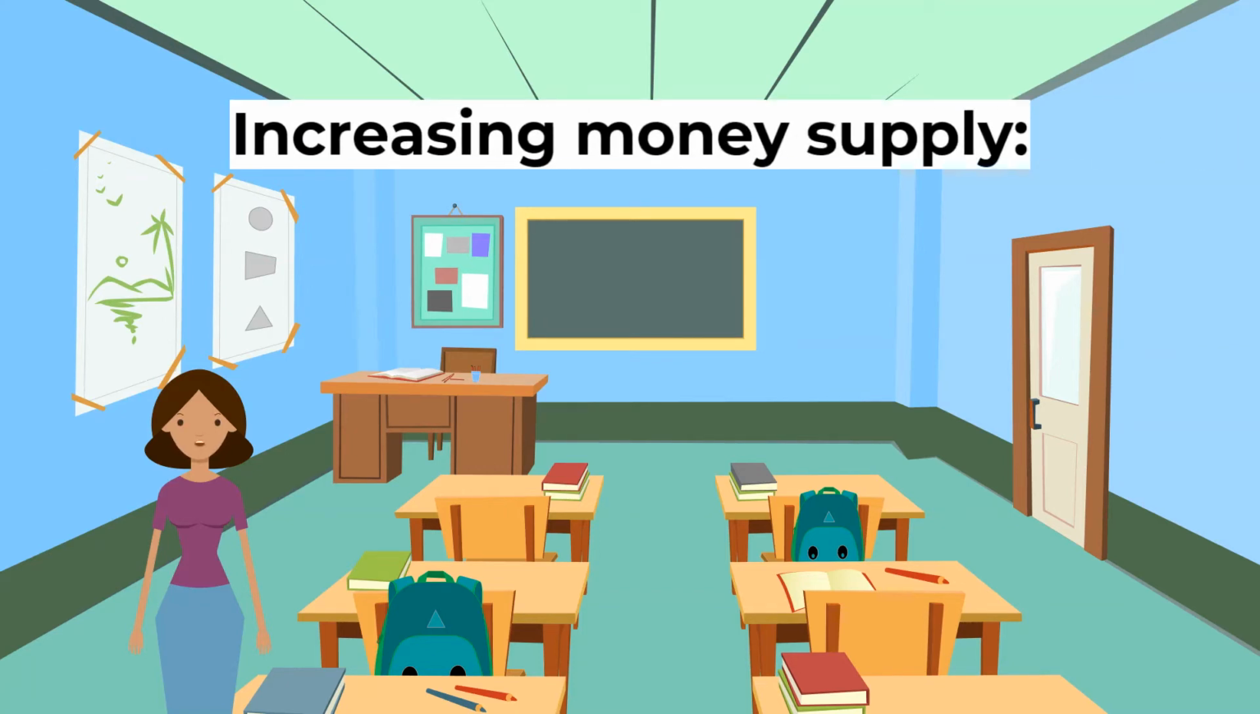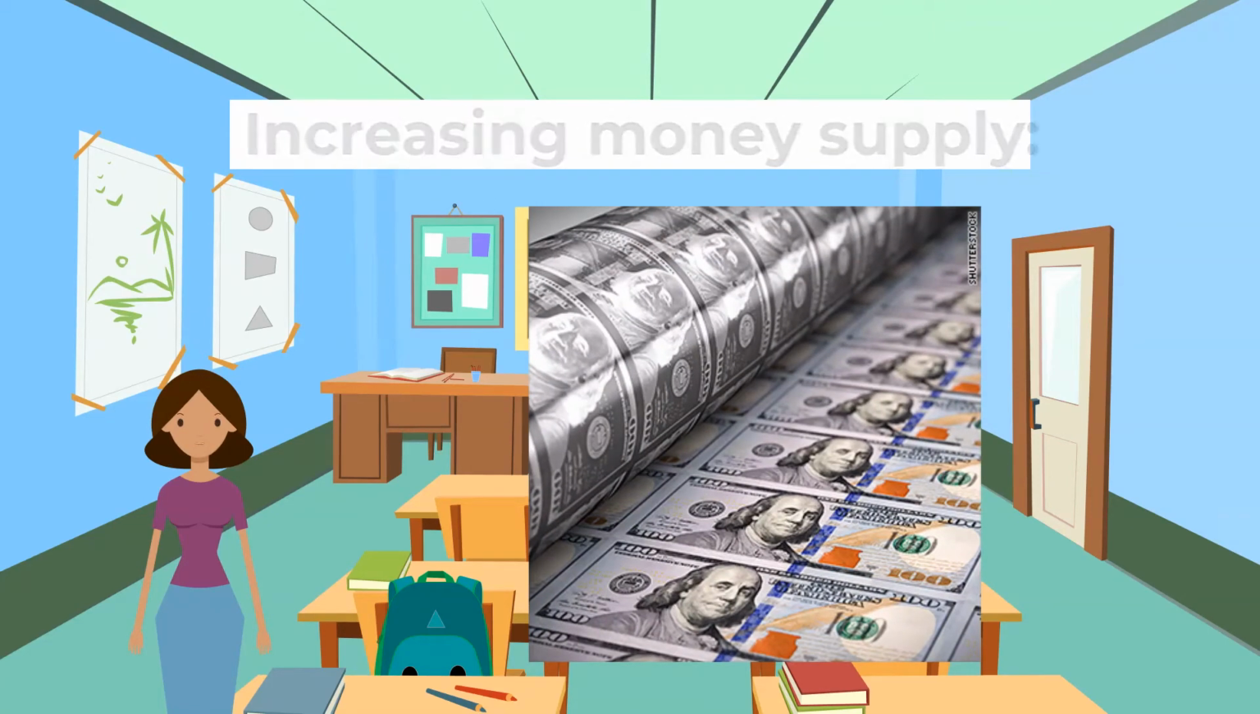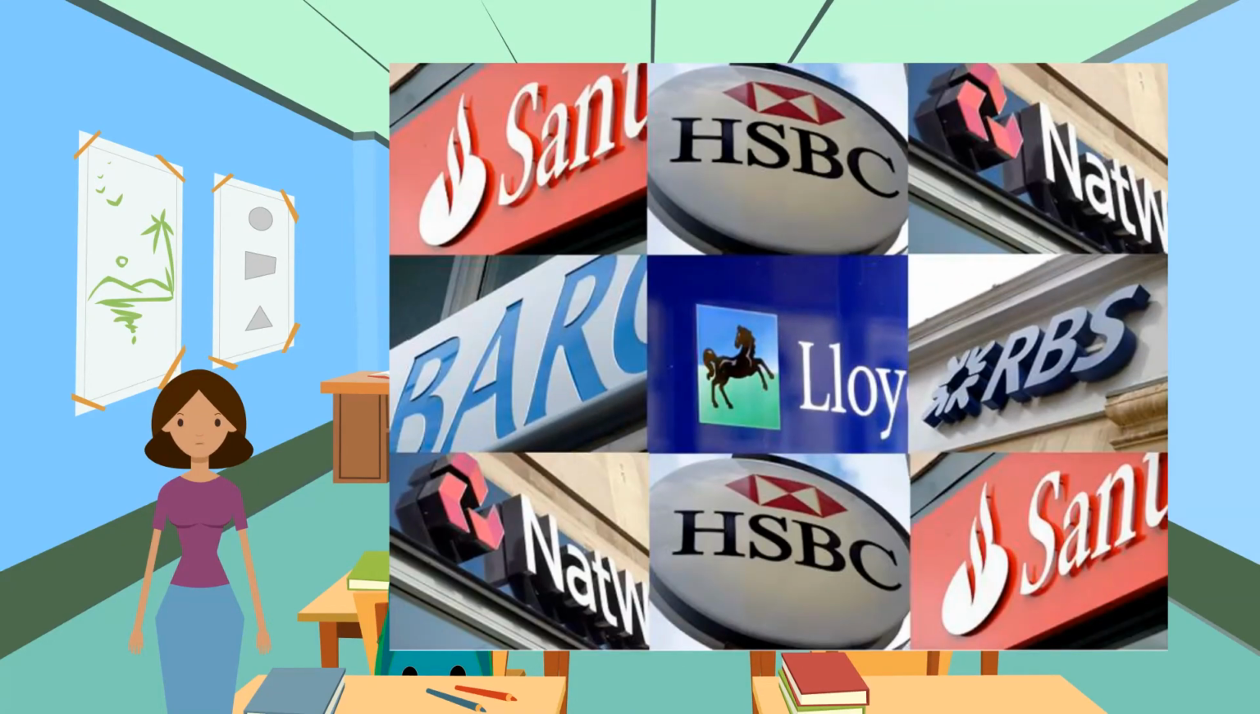Lastly, the government can also increase the amount of money that they print, and decisions to increase government borrowing can also increase the money supply. The money supply can be increased by banks creating credit, known as the bank multiplier.